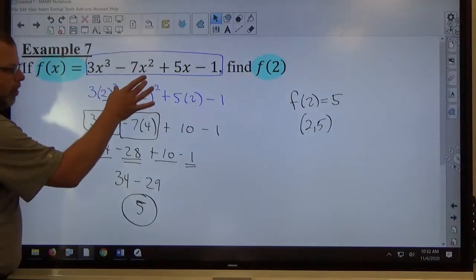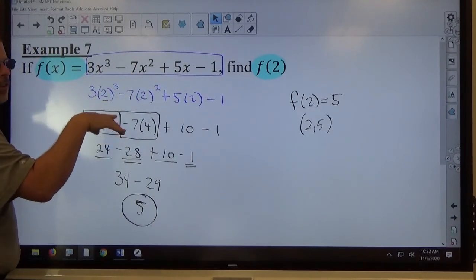So f of 2 means change it to 2. Once you do that, just pretend f of 2 doesn't exist anymore and just work it all the way out.